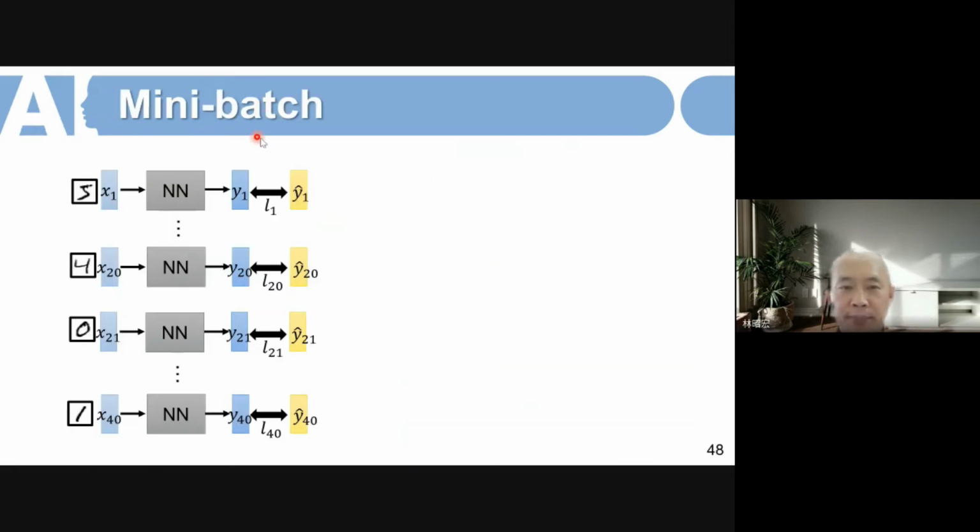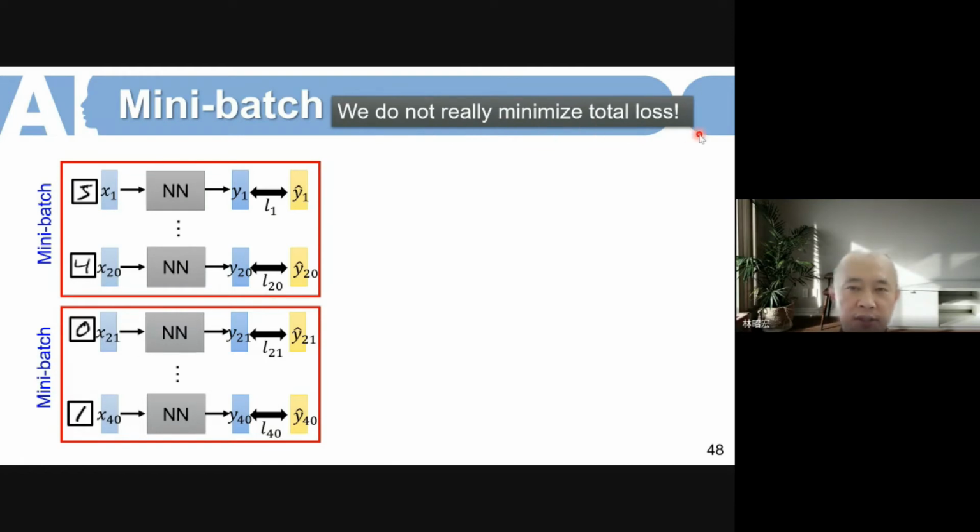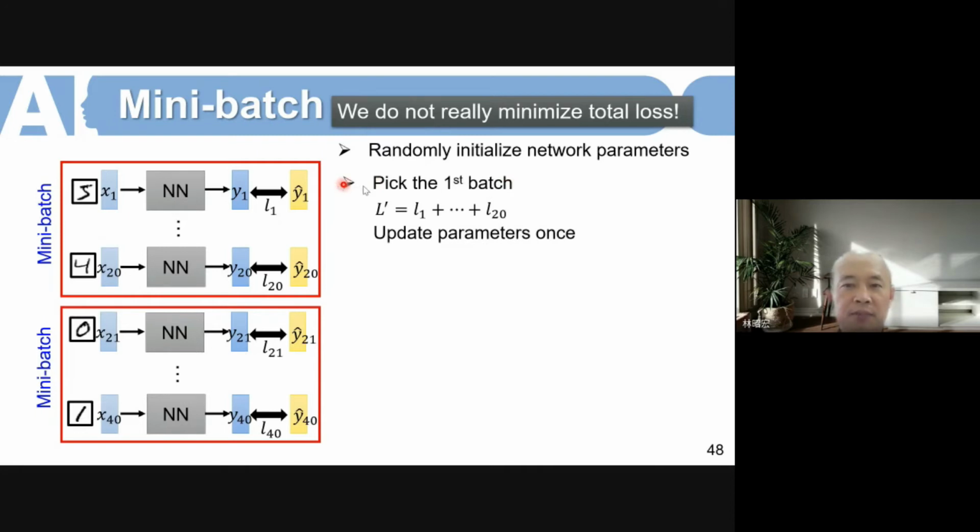So you will use a mini batch, grouping your training data set into groups, which we call a batch. So we do not really minimize the total loss, but minimize the mini batch loss. The process is like this: first, initialize the network parameters. Then select the first batch. In this example, it contains 2 training samples.